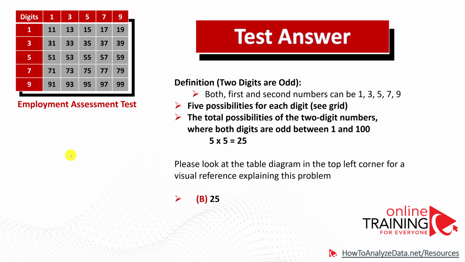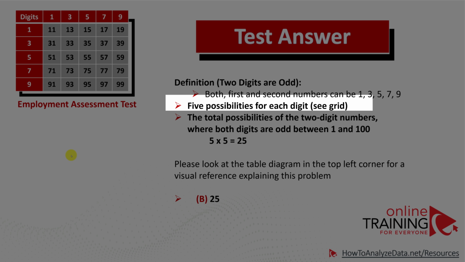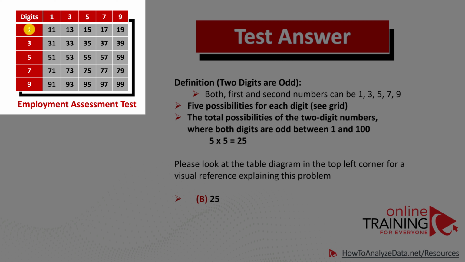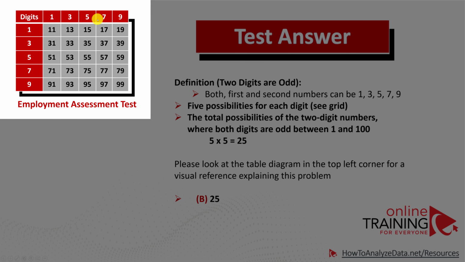Let's first define what is a number where both digits are odd. It is basically a number where both the first and second digits can be either 1, 3, 5, 7, or 9. There are 5 possibilities for each digit if you take a look at the grids. You see these types of numbers where the first digit is either 1, 3, 5, 7, or 9, because those are odd numbers. And the total number of 2-digit numbers where both digits are odd is 5 multiplied by 5, which is equal to 25. And if you take a look at the diagram, you can quickly do the math and memorize how to do this particular type of calculation.